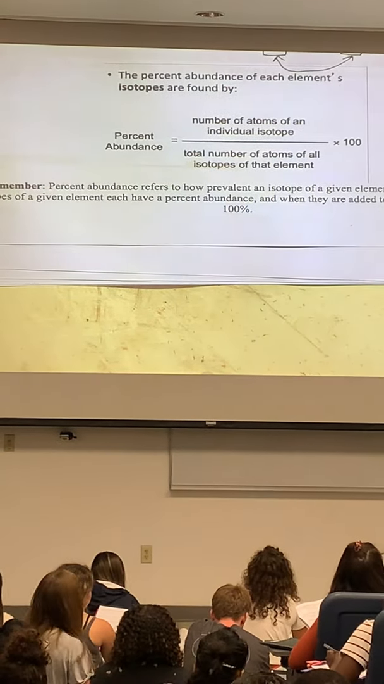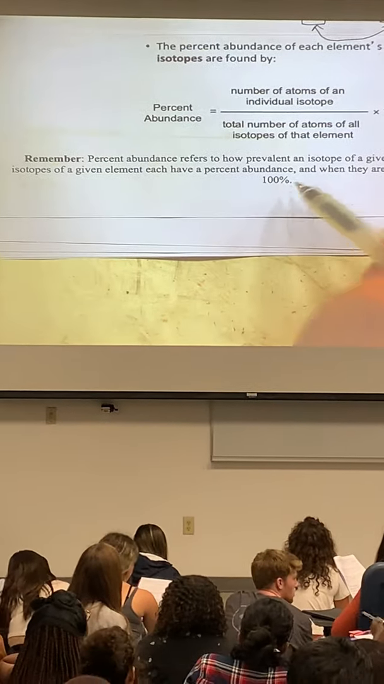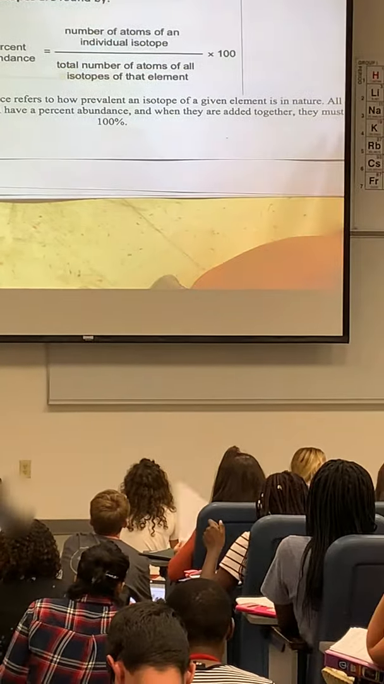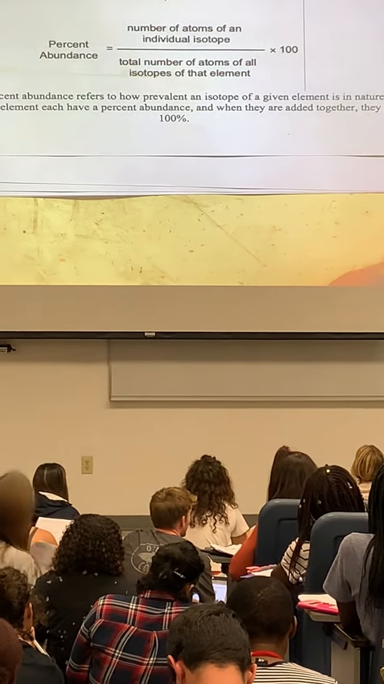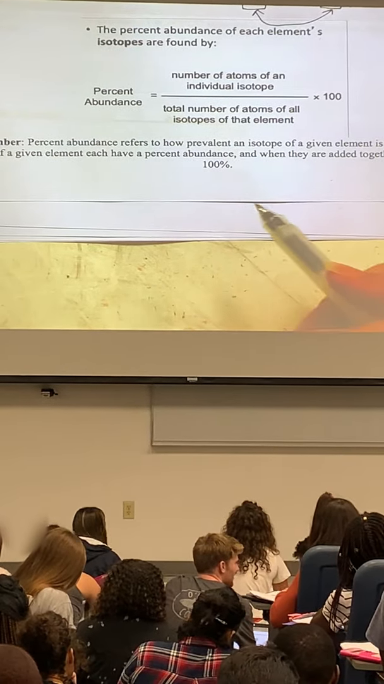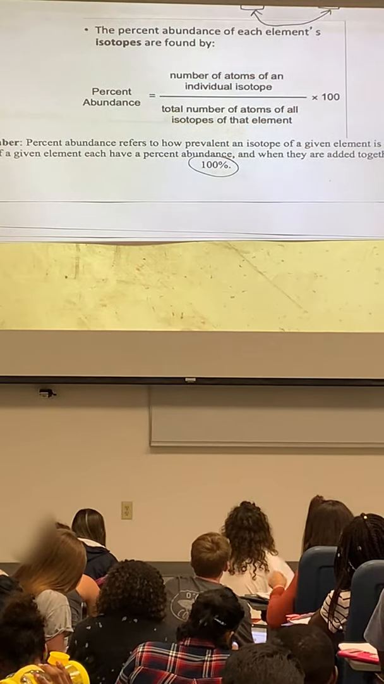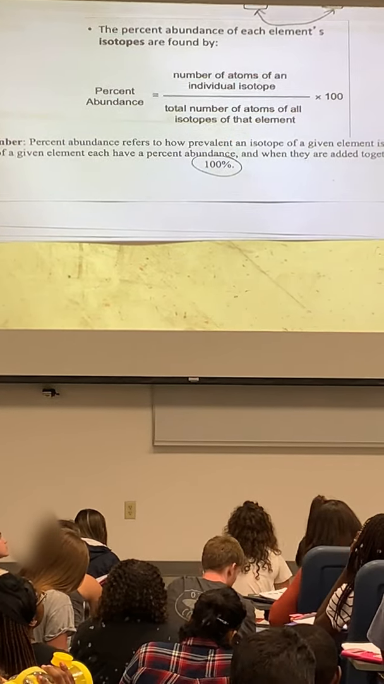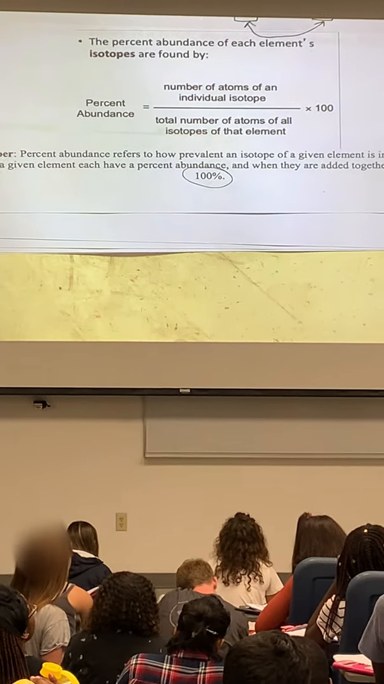I just put this equation in case you're curious. Remember though, percent abundance refers to how prevalent an isotope of a given element is in nature. So not all of the isotopes are found in the same amounts. All the percentages must equal 100. Just remember that fact because sometimes they'll give you 2 out of 3 of the percentages and ask you to calculate. Make sure you're subtracting from 100 to get that third one.